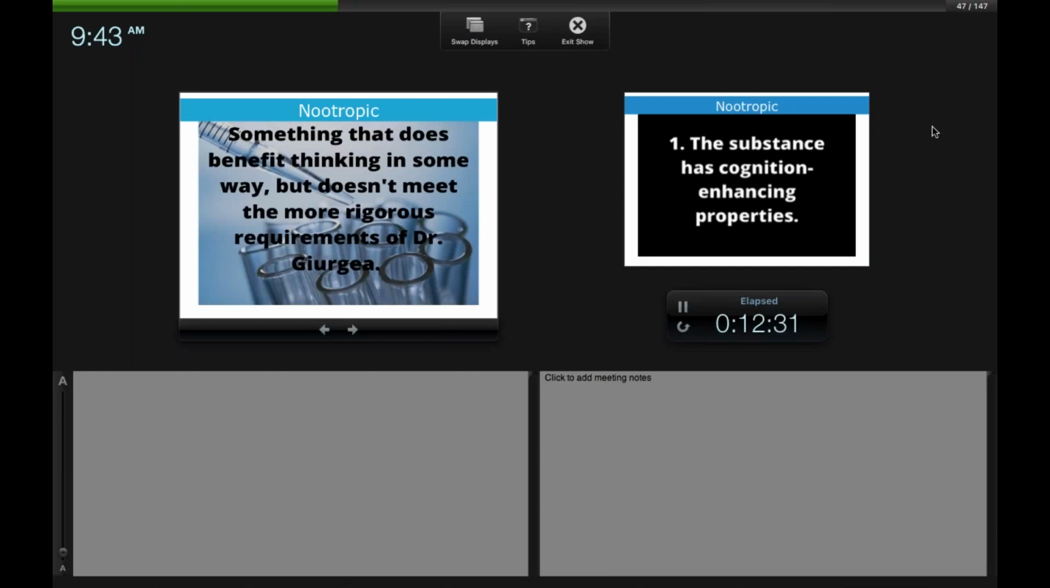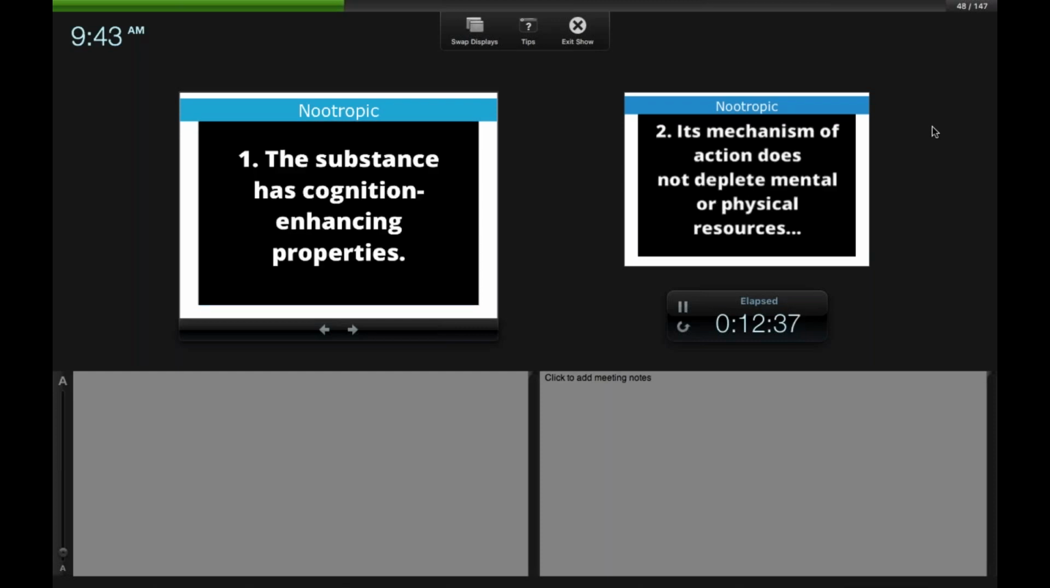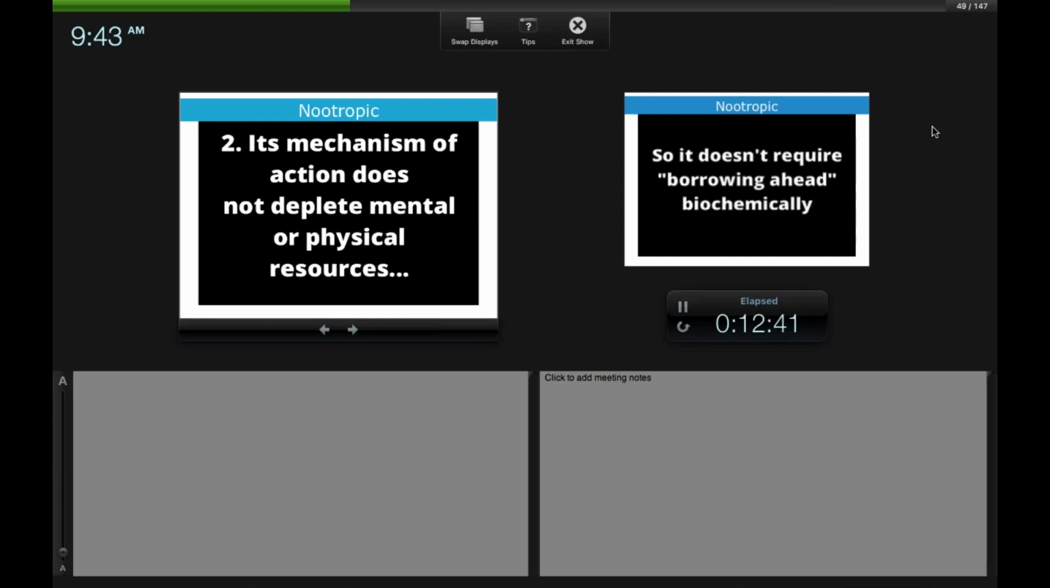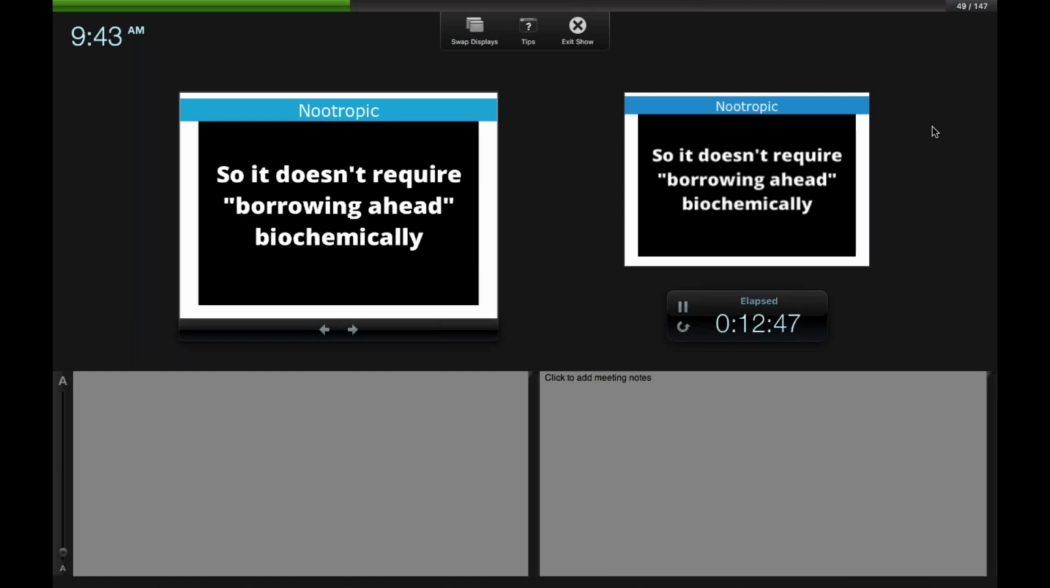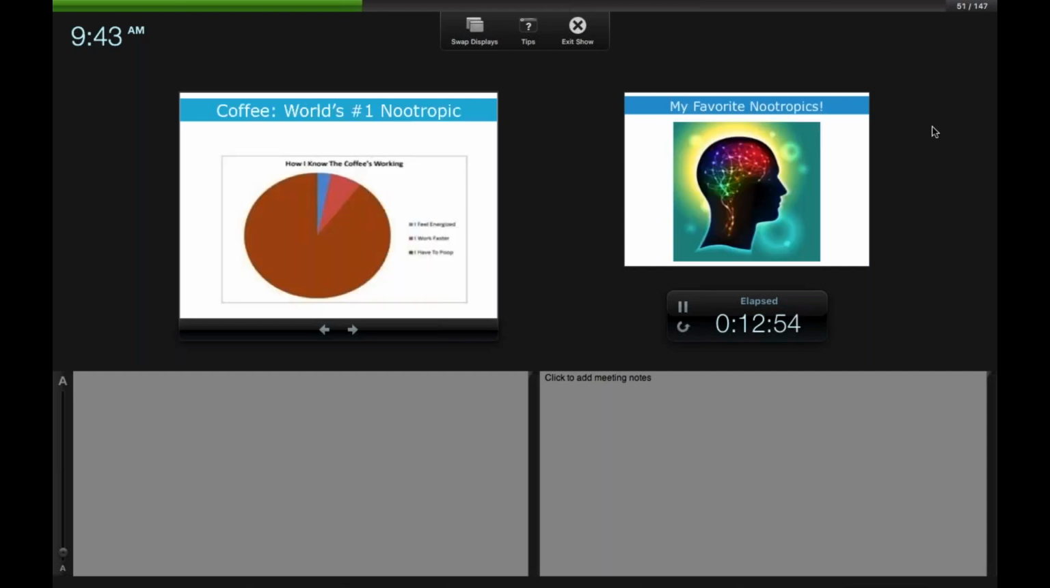Something that does benefit thinking in some way, but doesn't meet the more rigorous requirements of Dr. Giurgea. So here's some things. The substance has cognitive enhancing properties. These are nootropics. Its mechanism of action does not deplete mental or physical resources. So these are some other criteria. So you don't want something that's going to be borrowing from you biochemically. So let's jump into these.